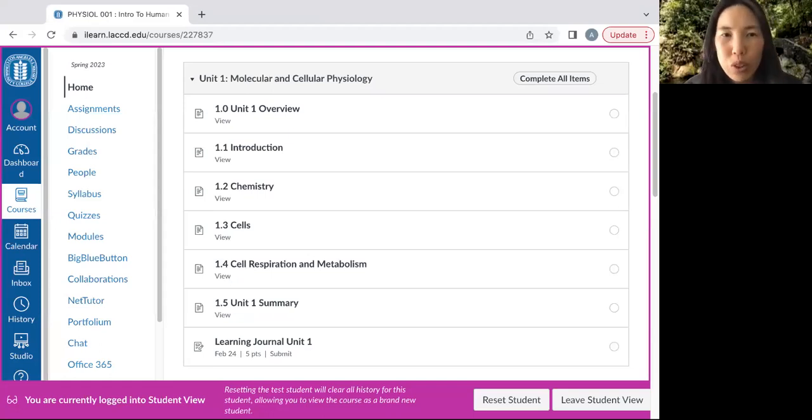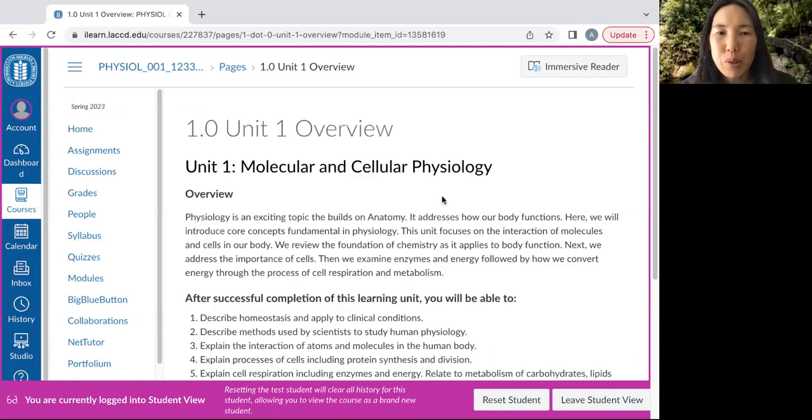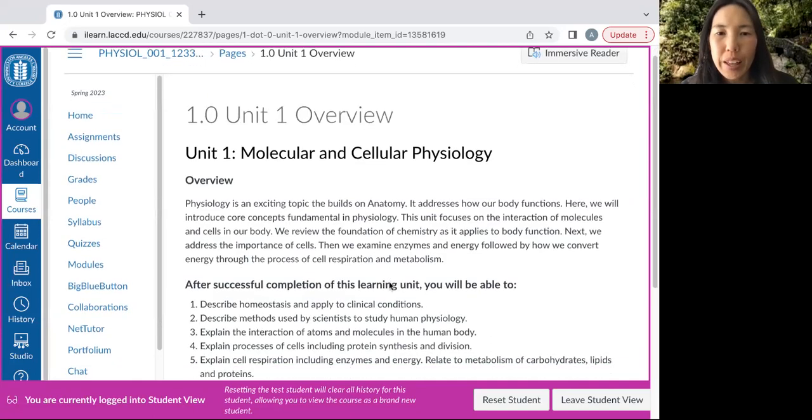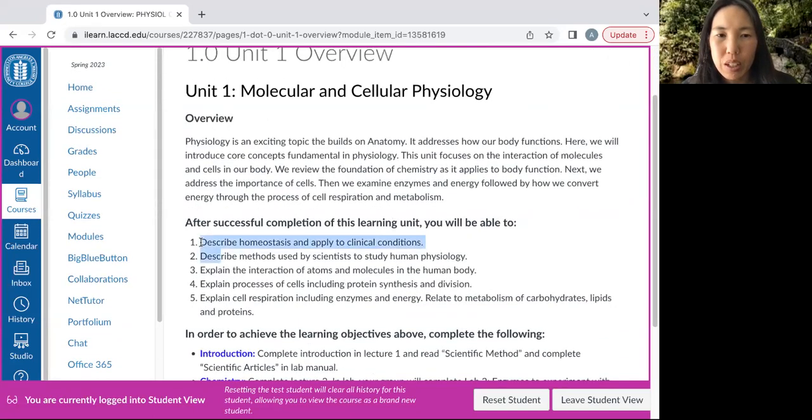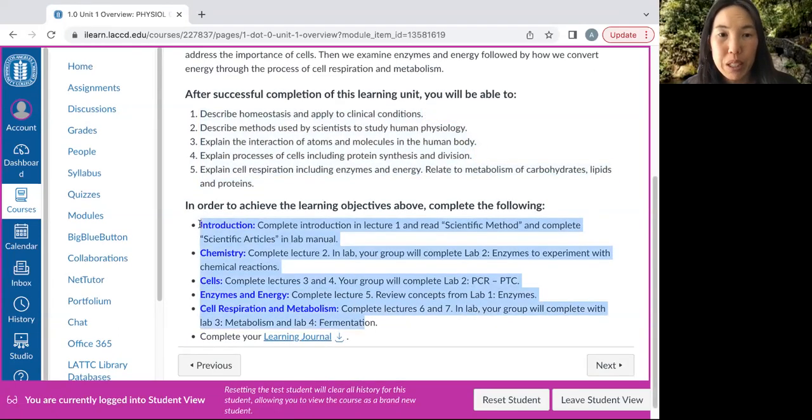We will review how to go through a unit. Each unit begins with an overview that has the summary of the entire unit and the main learning objectives of the unit. Then in order to achieve those learning objectives, these are the following things we'll complete.